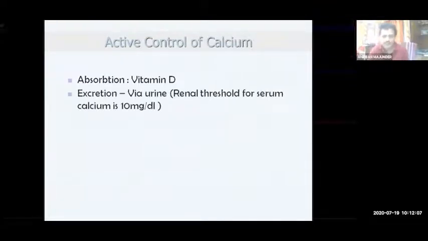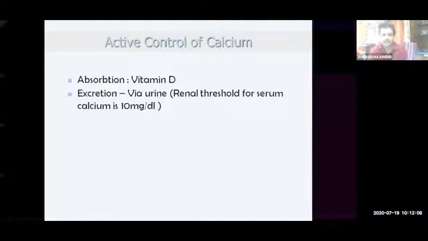The second is that calcium is excreted in the urine if the serum level goes beyond 10 milligram per dL. The daily 24-hour calcium excretion is very small, roughly around 100 milligram. You can say it may range from 50 to 150 milligram per day.